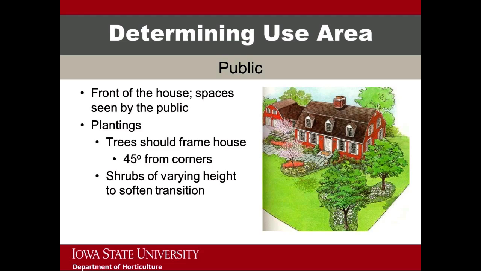Shrubs with a variety of heights and shapes should be planted in the front, particularly those that are planted as foundation plantings adjacent to the house. This helps soften the transition from the rigid and linear shape of the house to the more natural shapes found in the landscape.